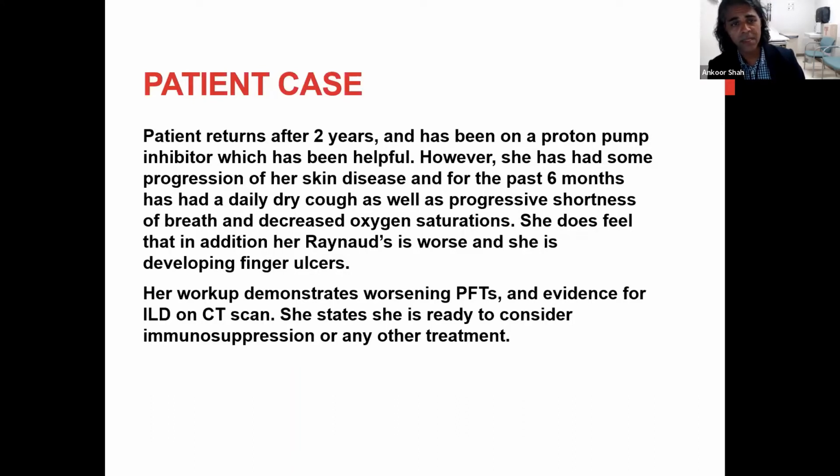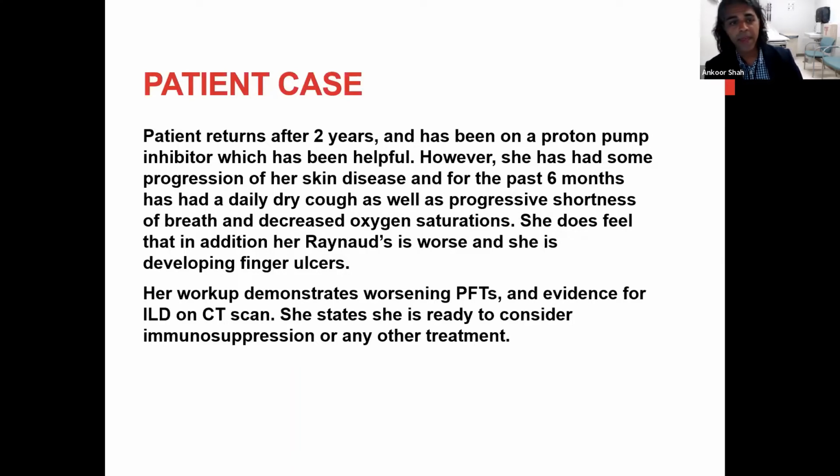And the reason for that is because over the last 6 months, she's had progression of her skin disease. It feels tighter. She's had a daily dry cough that didn't improve with the proton pump inhibitor, and progressive shortness of breath. She's measured her oxygen levels, and she's had oxygen desaturations. She feels that in addition, her Raynaud's is worse, and she's developing finger ulcers.